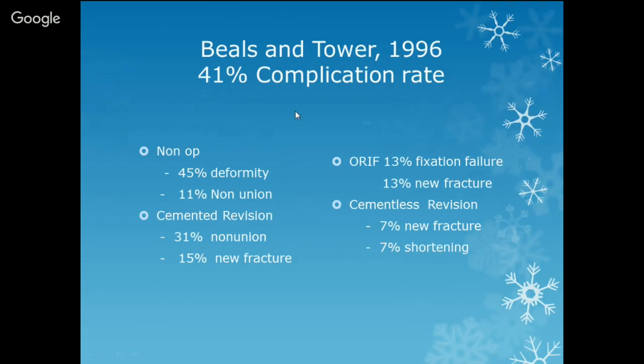Now what is the treatment? Bears have published a paper. If we treat the periprosthetic fracture non-operatively, there is 40% deformity and 11% non-union. If we do a cemented revision, we have 30% non-union and 15% new fracture. If I do only open reduction and internal fixation with plate and screws, there is a 13% fixation failure and 30% new fracture. And if we go for a cementless revision, we have 7% new fracture and 7% shortening.